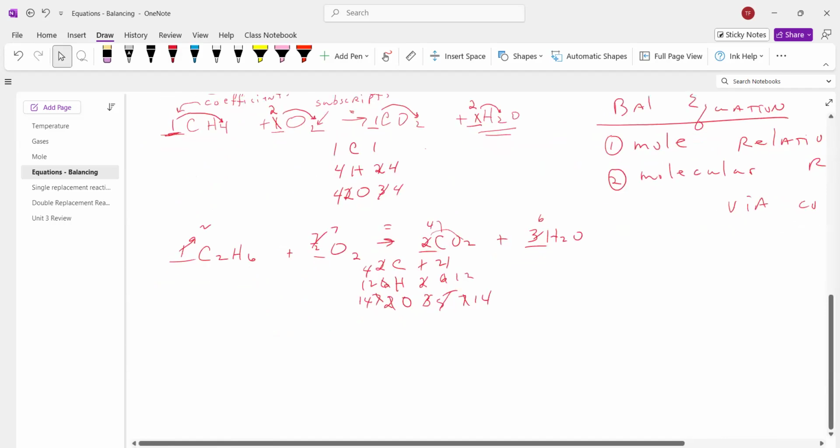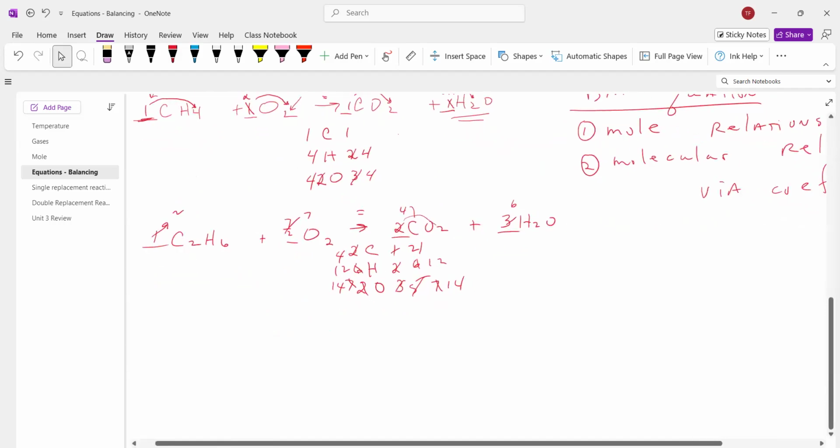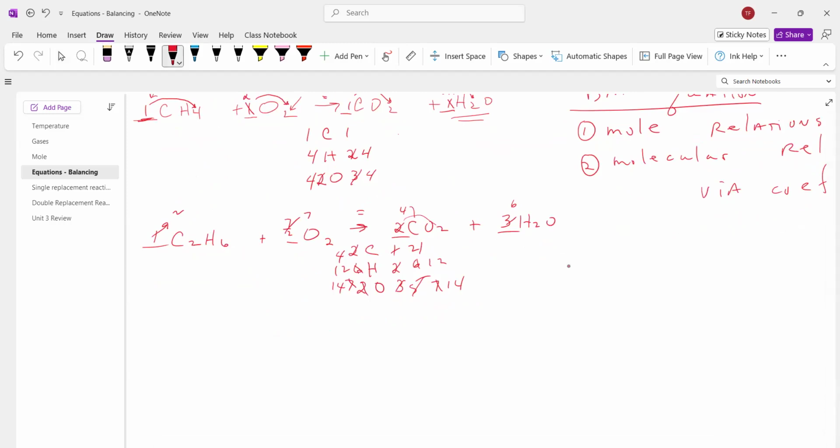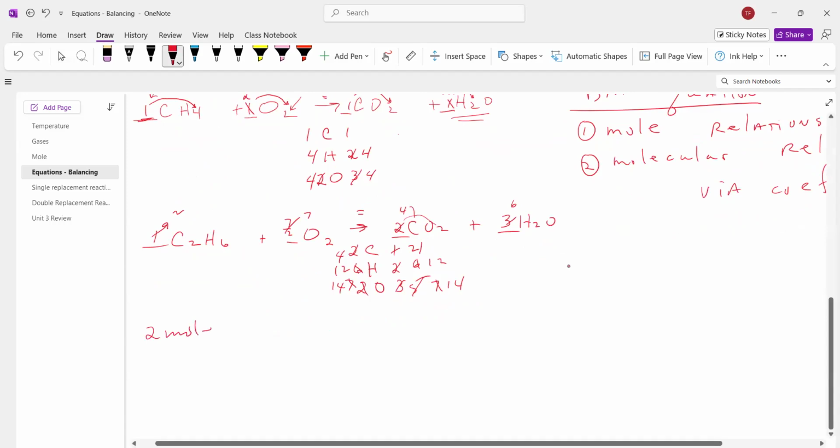So in other words, once we balance the equation, that means 2 moles of ethane, C2H6, plus 7 moles of O2 gives 4 moles carbon dioxide plus 6 moles water.